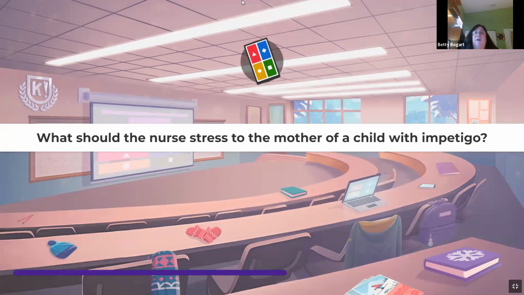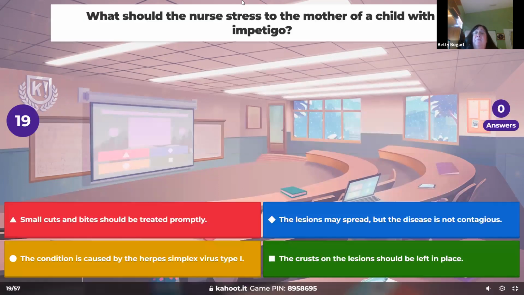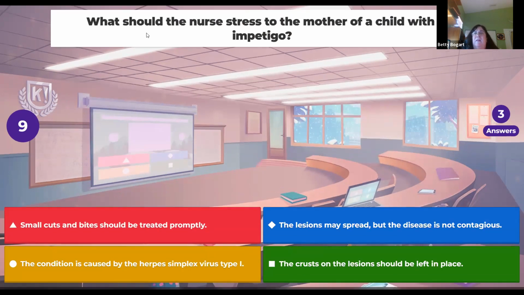What should the nurse stress to the mother of a child with impetigo? You know, my grandson came over to my house, and my daughter said, look, he's been scratching his insect bites, and look, they're getting miserable, and now they're juicy and oozy. And I looked at it, and I went, that's not a scratch, that's impetigo.